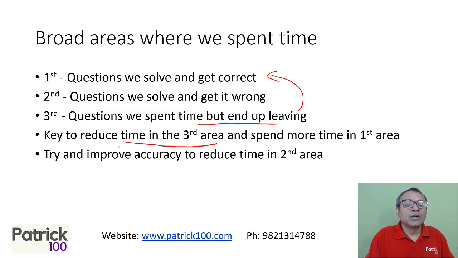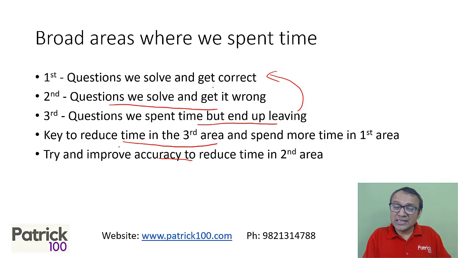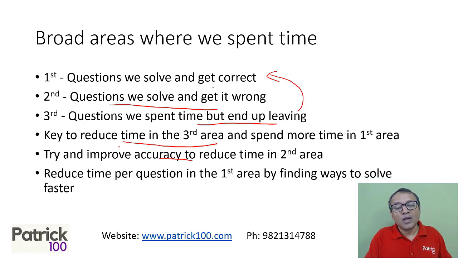That's how you improve. Second, try to improve accuracy to reduce the second area, I mean, the questions where we go wrong. That's one of the key areas to improve your score. Can I improve my accuracy? The moment you improve accuracy, your score will definitely go up. In the same time period, you solve the same number of questions, but with improved accuracy, your marks jump a lot. And third is reduce time per question in the first area.